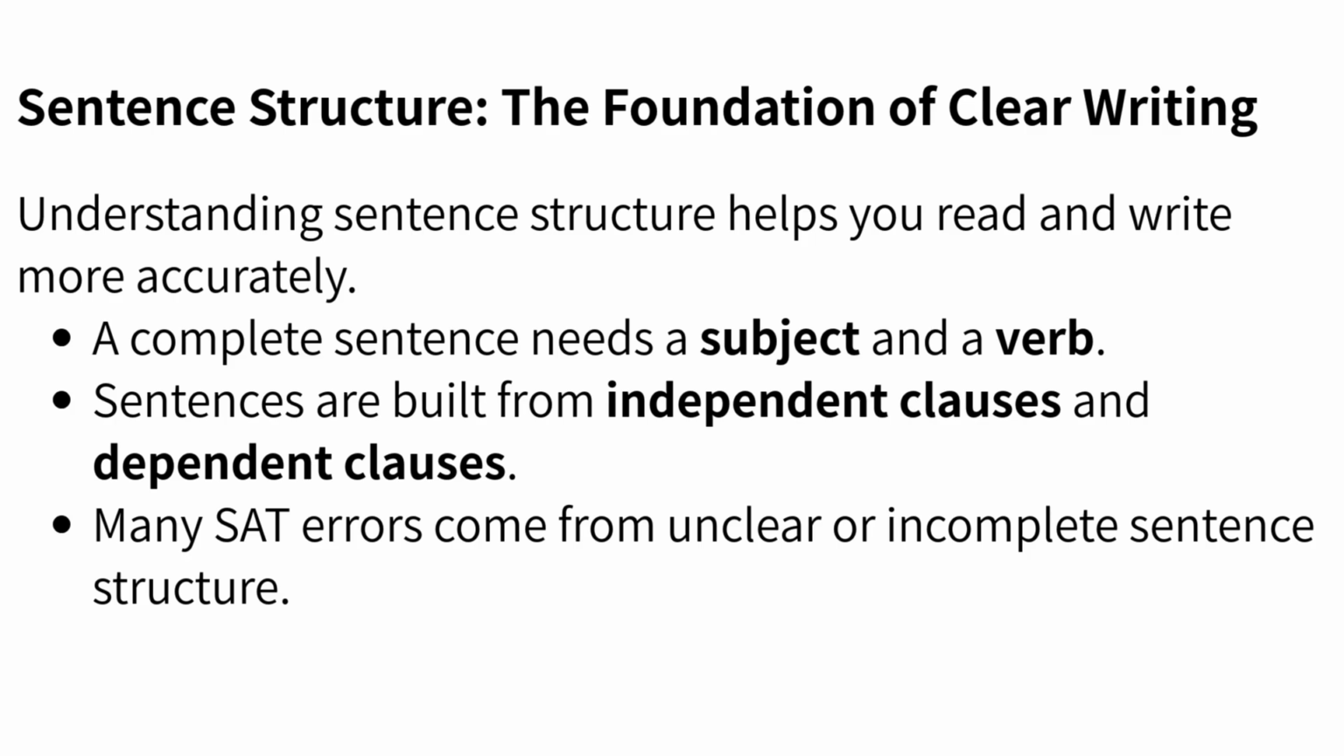A sentence must have two essential parts, a subject and a verb. The subject tells us who or what the sentence is about, and the verb tells us what happens or what the subject is doing. In the SAT writing section, many questions are built around whether a sentence is complete, logical, and grammatically correct. To check this, the test often uses two types of clauses: independent clauses, which can stand alone as complete sentences, and dependent clauses, which cannot stand alone and need more information.